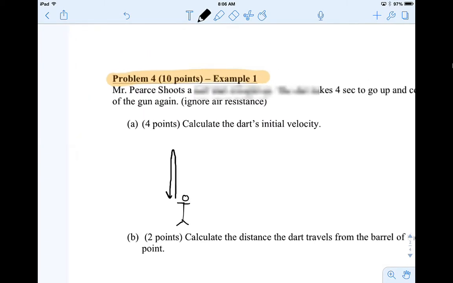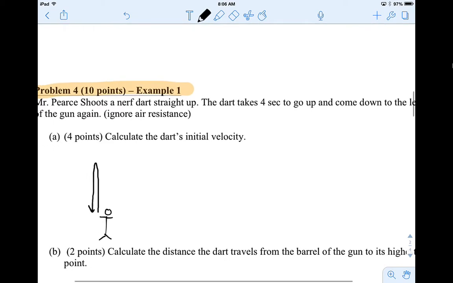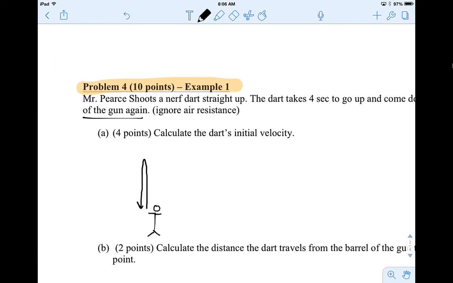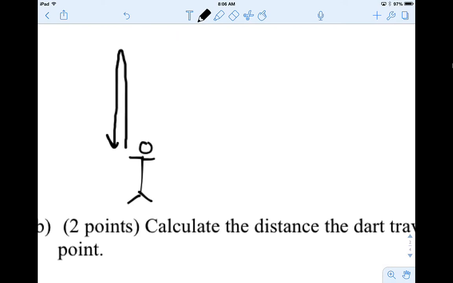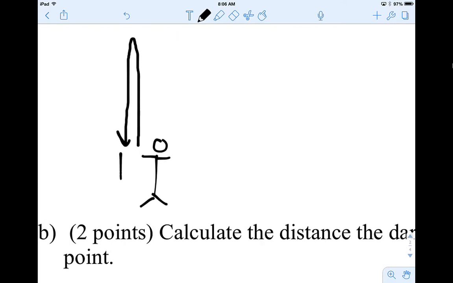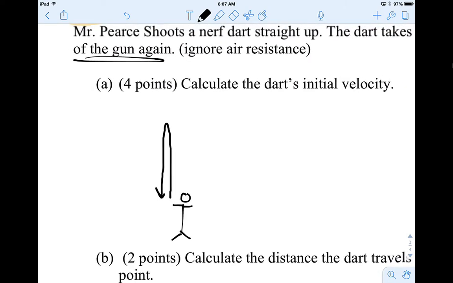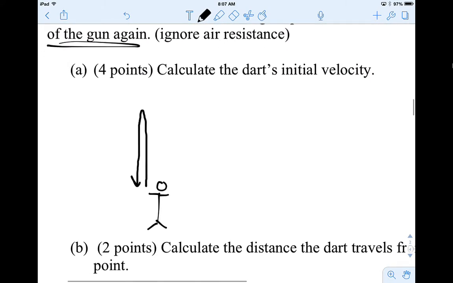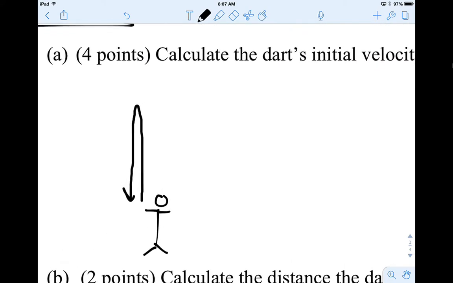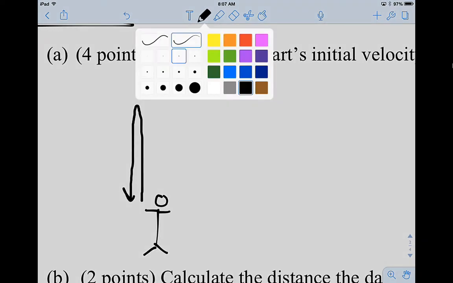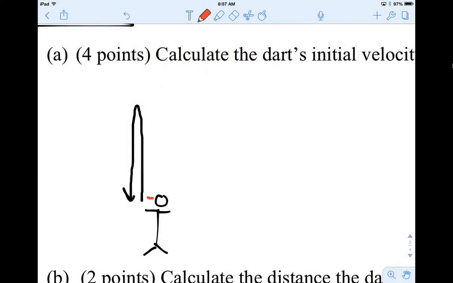So the problem says that it comes down to the level of the gun. And the reason that I do this is if we talk about the dart going all the way to the floor, that makes it more complicated. So we just talked about going up and then back down to the place it started from. And I know that it's going to take 4 seconds. So from, let's do a different color, from here all the way up and all the way down, that's going to take 4 seconds.